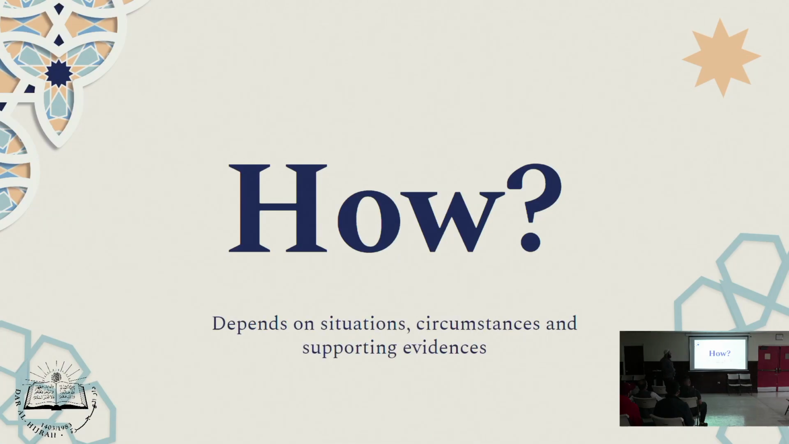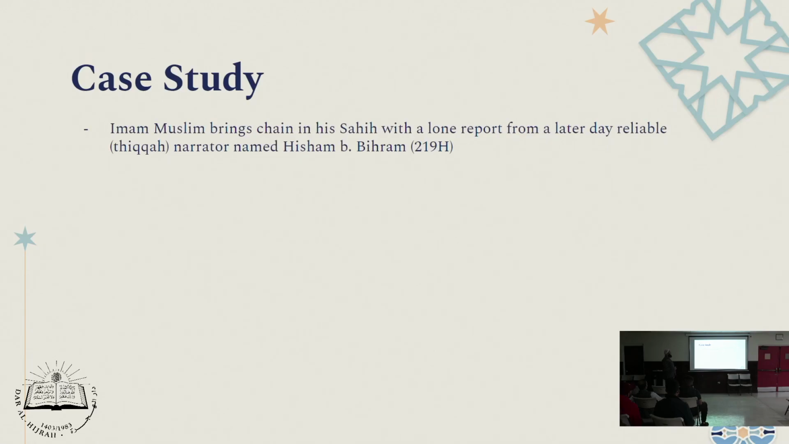So we said all of this depends on circumstances and supporting evidences. Here, I'm going to use a few case studies. Imam Muslim brings a chain in his Sahih with a lone report from a later day reliable thiqa narrator named Hisham ibn Bihram. This individual dies 219 Hijri. So he's very late, right? If he died in 219, let's say at maybe 60 years old, he was probably narrating hadith 30 or 40 years before this, around 180 or so.